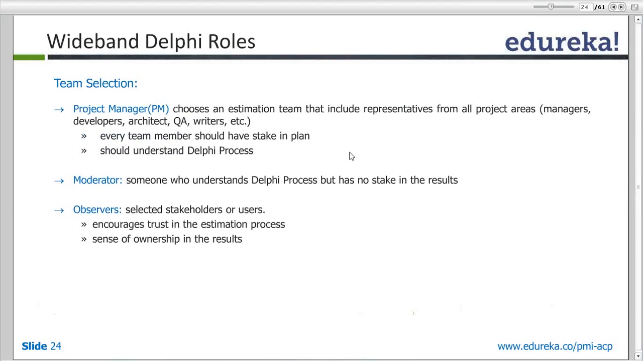So the first is the team selection. I'll just quickly read it. Choose an estimation team that includes the representatives from all the project areas. Every team member should have a stake in the plan and understand the Delphi process. Then there is a moderator, the one who understands the Delphi process but has no stake in the results.